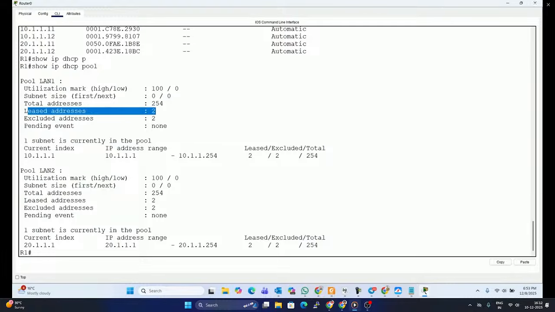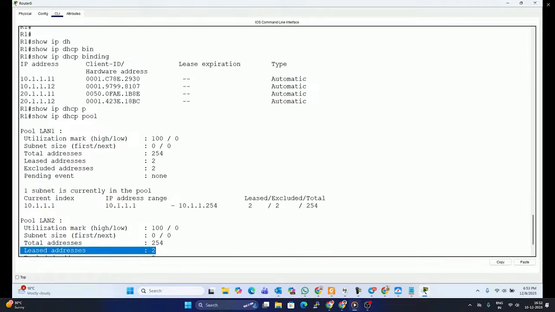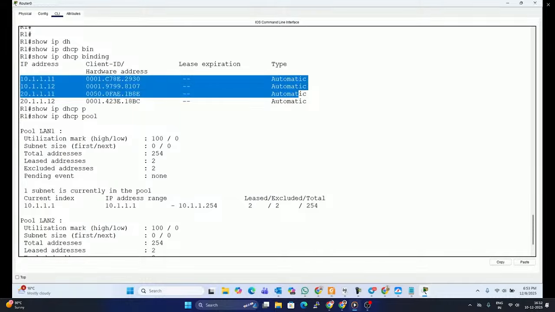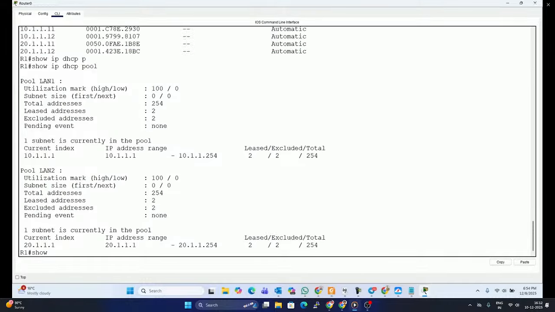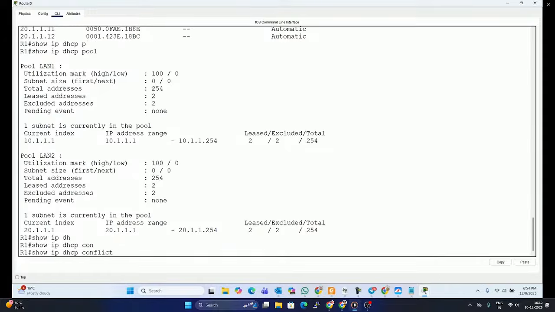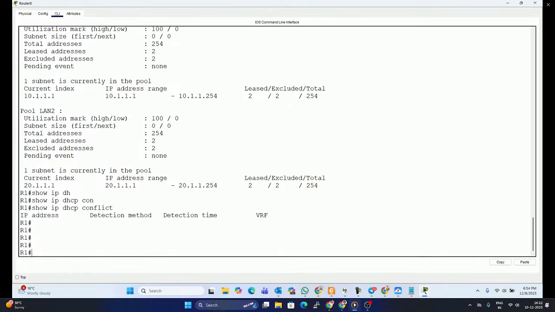So we have leased two IP addresses. We have leased only two IP addresses because right now we have only two active users. And all of these four entries are present in the DHCP binding as well. Show ip dhcp conflict. It's not showing any conflict here, right?